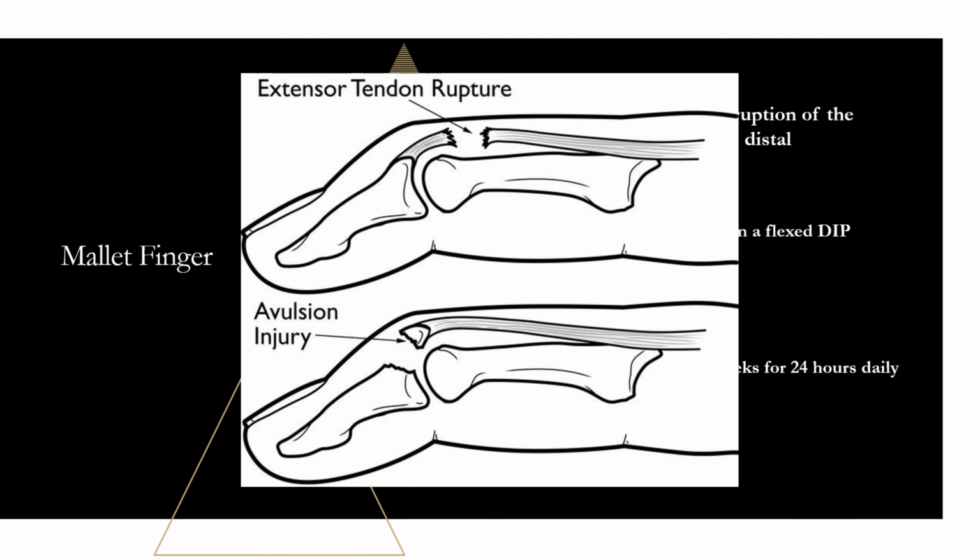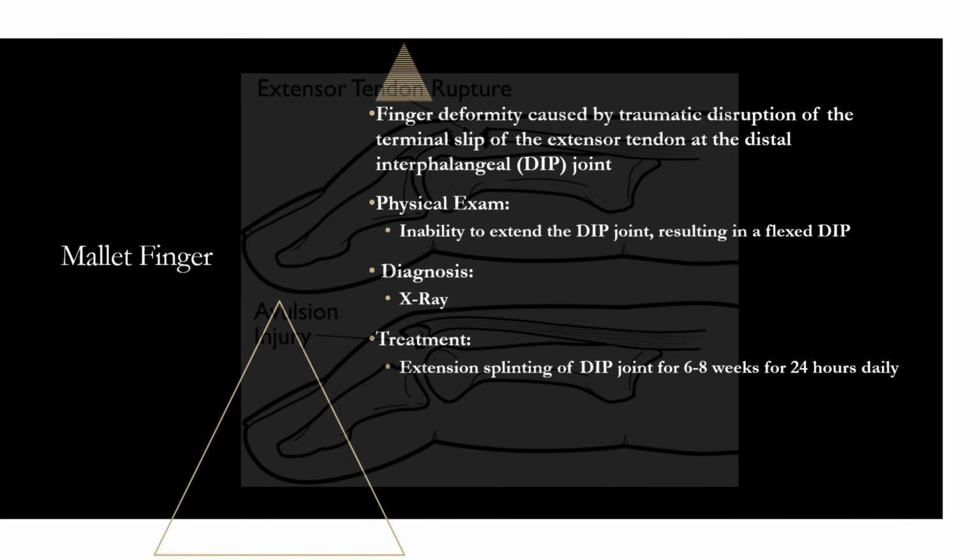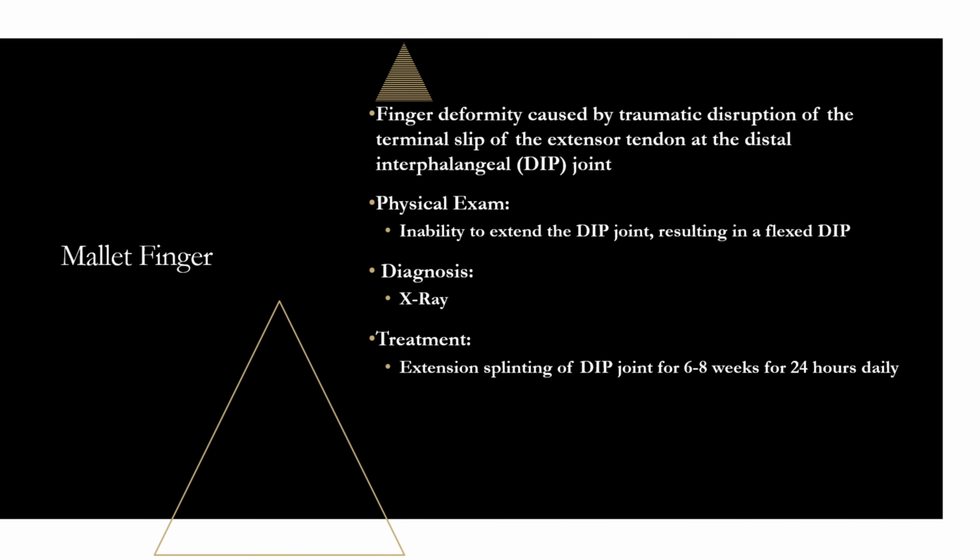The majority of mallet fingers are amenable to treatment with just splinting. Surgery is really only going to be reserved for large displaced fractures, other complex injuries that are going to warrant surgical referral, but really focus on splinting as that's going to be the most common treatment.